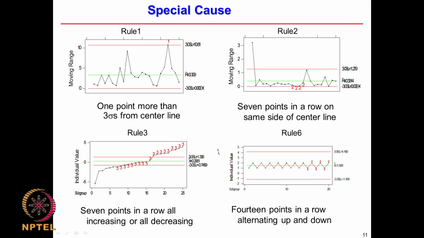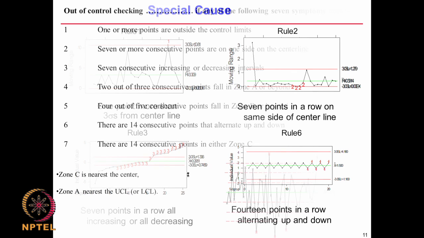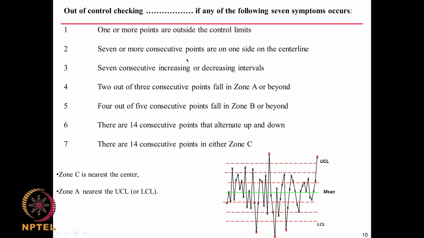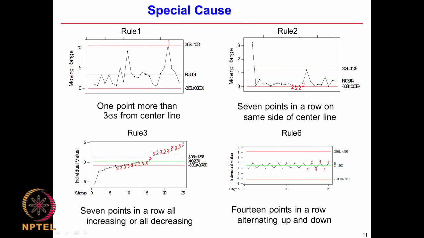Let us look at some situations. Obviously, 1 point more than 3 sigma is a special cause variation. 7 points in a row on the same side of the center line, this is rule 2, obviously there could be some problem here. 7 points in a row all increasing or 7 points in a row all decreasing, like I mentioned here, obviously there could be some special cause.